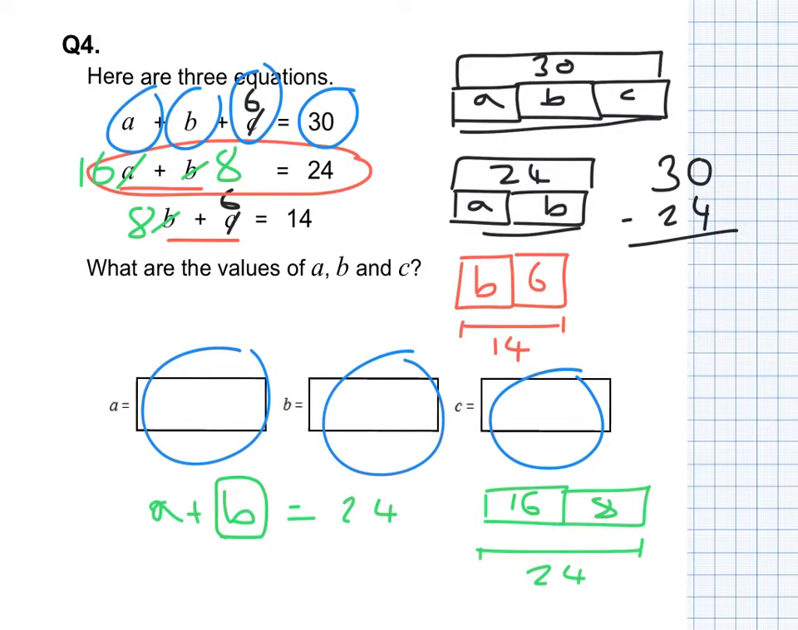Yes, it does. Does 16, which is a, add 8, which is b, add 6, which is what we think c is, if I add all those up, do they make 30? So 6 add 8 is 14, add on the 6 is 20. 10 add 20 is 30. So I can check all of that, and I can be confident that my answer is correct.